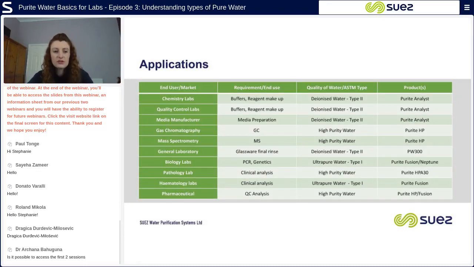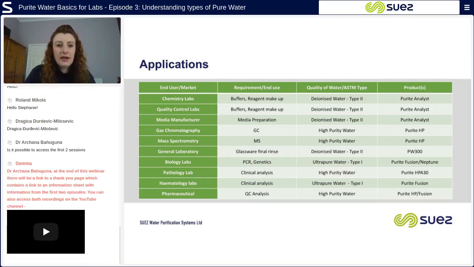So this slide just shows you which laboratory applications require which type of water. Applications that require type 1 ultra pure water can include tissue and cell culturing, PCR and HPLC. Applications that require deionized water, which has a resistivity of greater than 1 megohms, can include general lab techniques such as general chemistry, reagent makeup, or media preparation. Applications that require high purity water can include biochemistry techniques such as a direct feed to clinical analyzers.